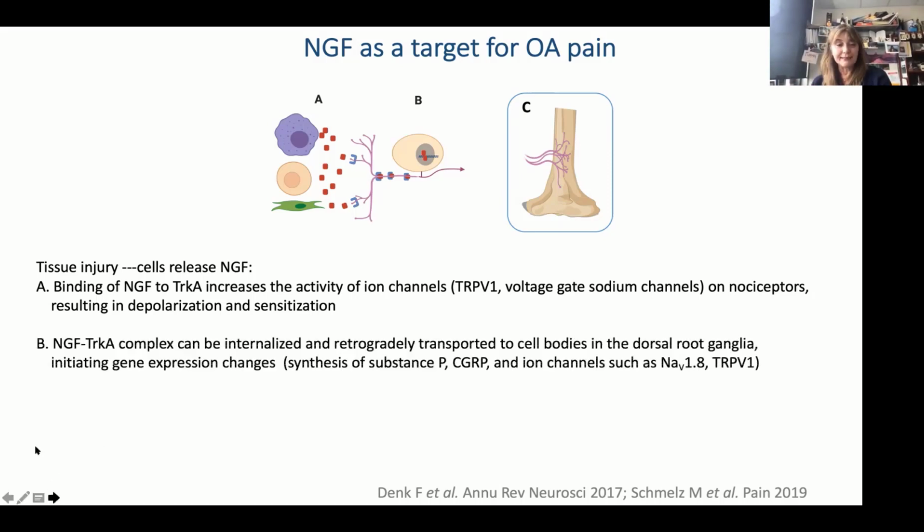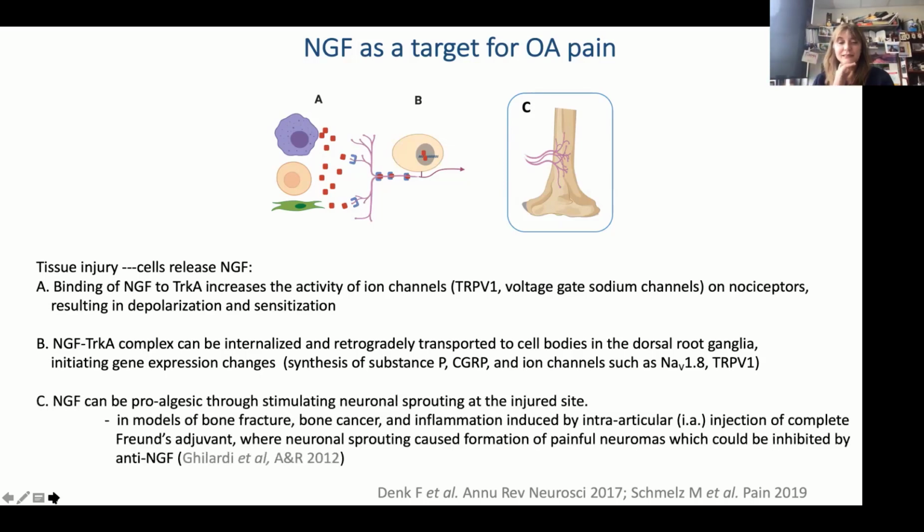But secondly, what can also happen is that this complex of NGF and TrkA will be retrogradally transported to the cell body in the dorsal root ganglion, and then will increase the transcription of genes that are mediating pain, such as, for example, CGRP or more ion channels, such as NaV1.8. And then thirdly, and that's more theoretical actually, is that potentially nerve growth factor can be pro-algesic through stimulating the sprouting of new nerves at an injured site. And this has been shown in models of bone fracture and bone cancer, as well as inflammation. This has never been shown actually in osteoarthritis, which is remarkable.